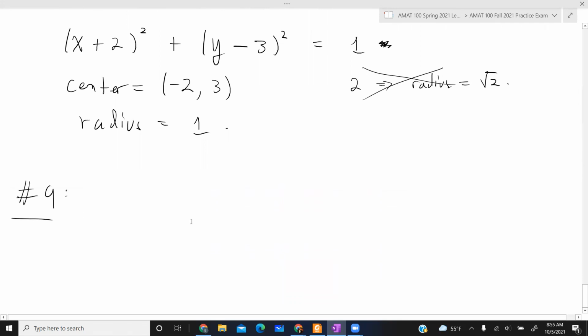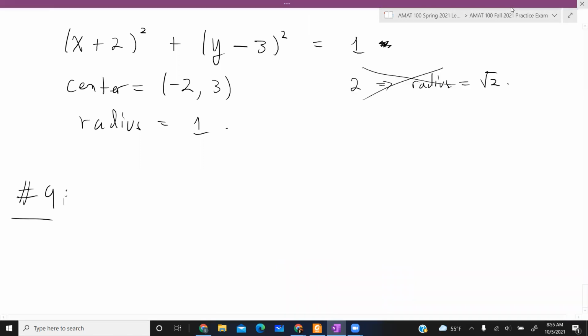And then we have number 9. Wait, I need the graph of this. Hold on.